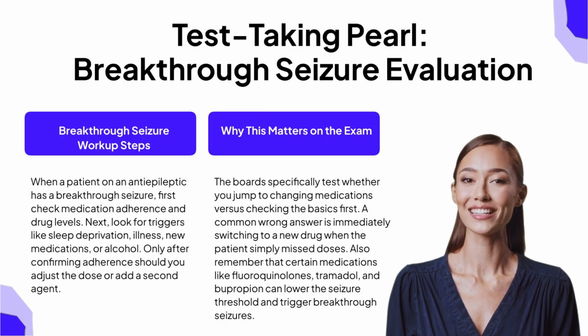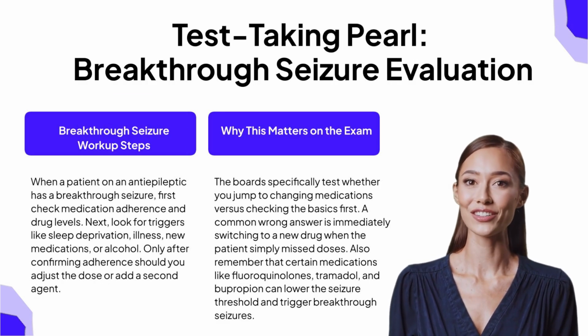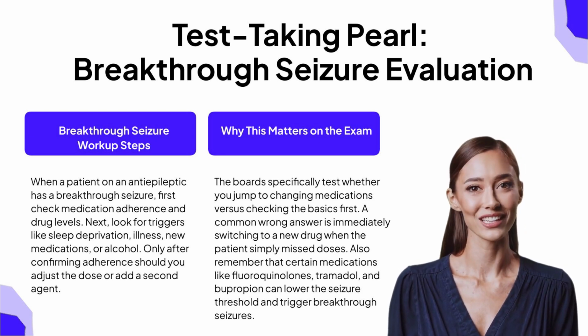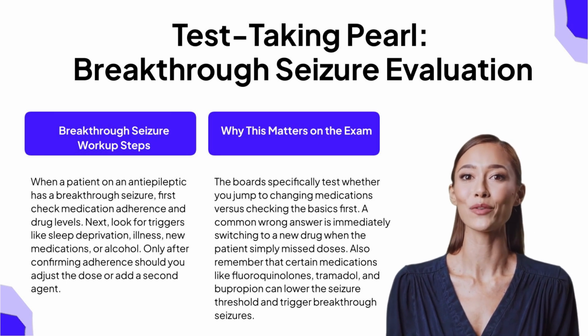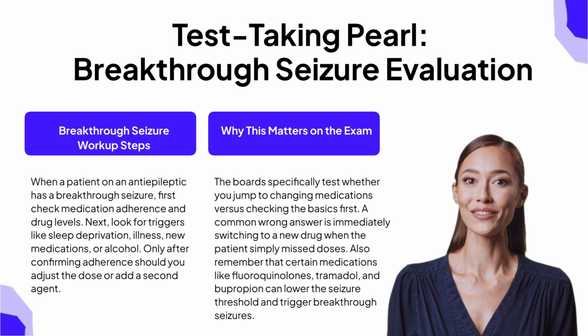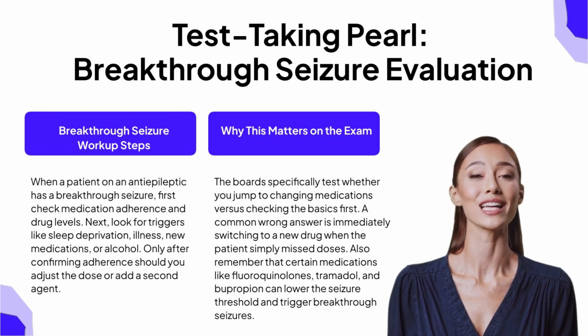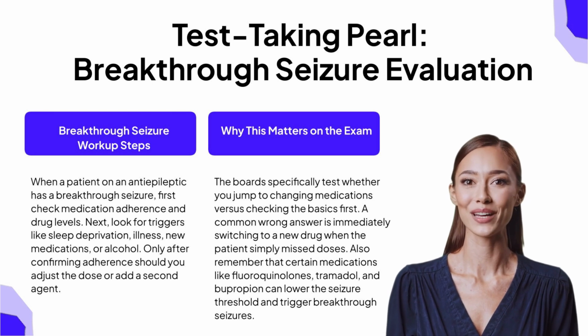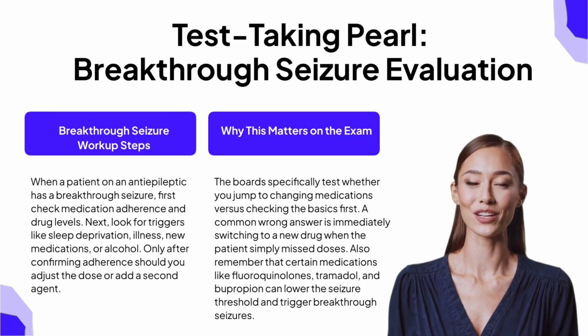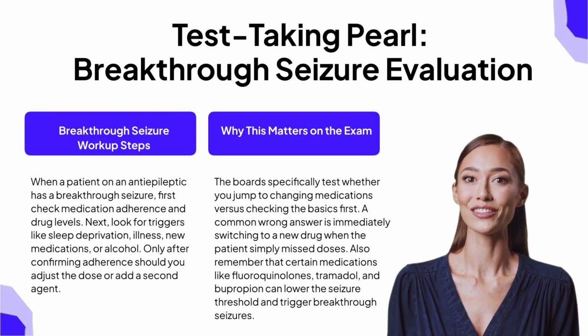Here is an important test-taking pearl about breakthrough seizures. When a patient who is already on an anti-epileptic medication presents with a new seizure, the boards are testing whether you take the systematic approach or jump to changing medications. The correct first step is always to check medication adherence and serum drug levels. Patients often miss doses or have subtherapeutic levels for various reasons.